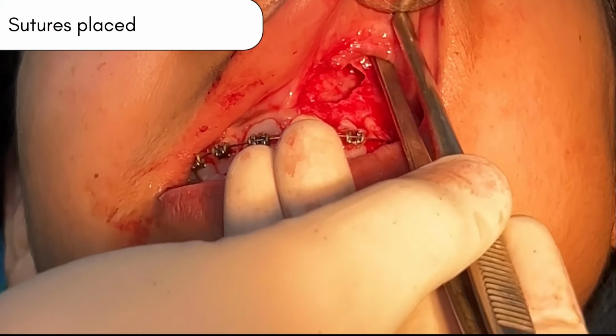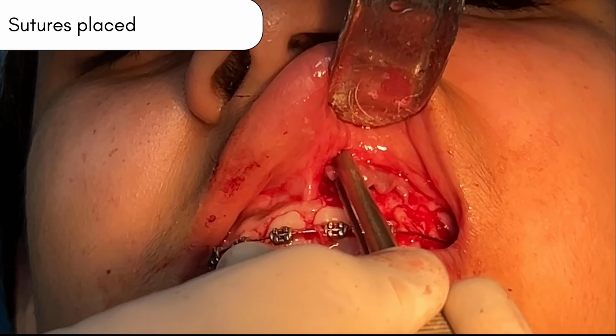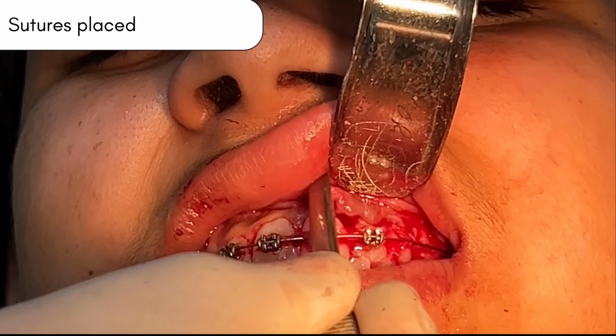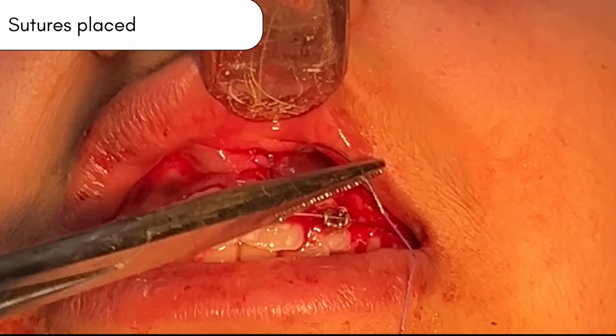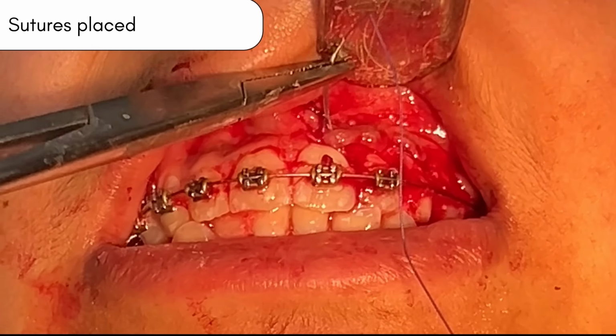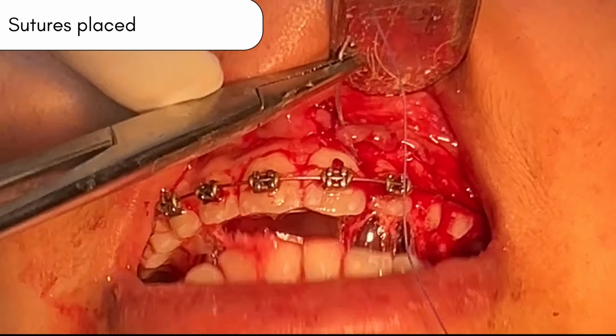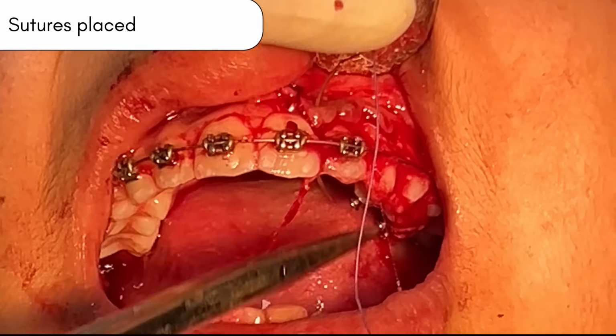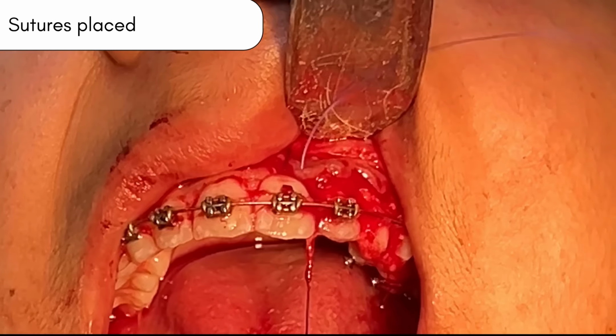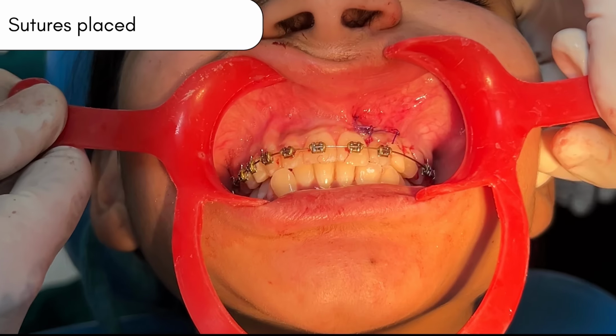Since no flap was raised, the surrounding mucosa is taken up and interrupted sutures were applied. Here we are applying the interrupted sutures. Also post-operative instructions were given to the patient. So this is the post-operative picture.